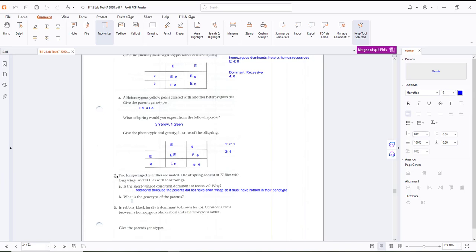So if they were 2 long-winged fruit flies and they ended up with short-winged offspring, then they must carry the short wing gene. So that must mean that they are carriers, which means that they are heterozygous. Okay? All right.